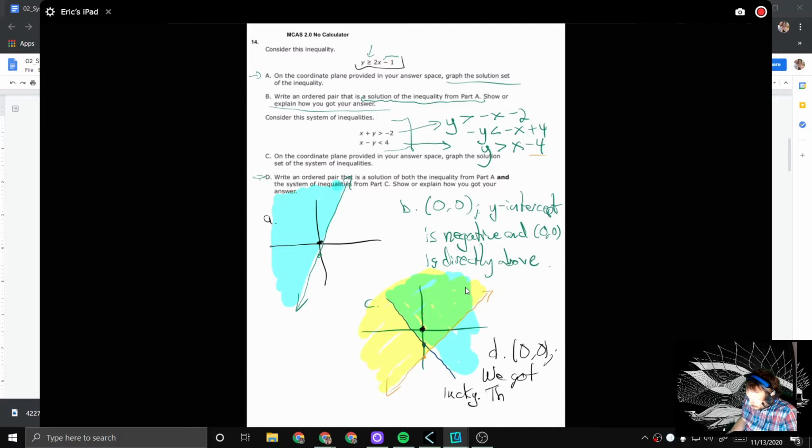The y-intercept to all three is negative. All three lines.